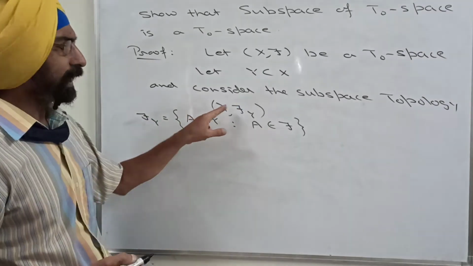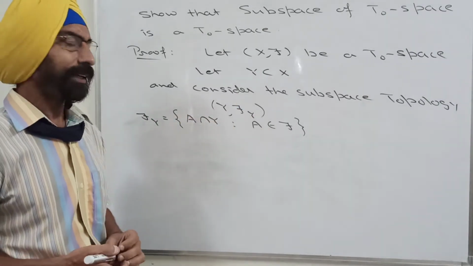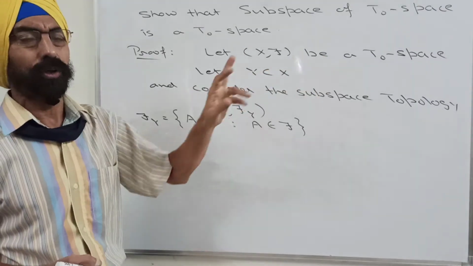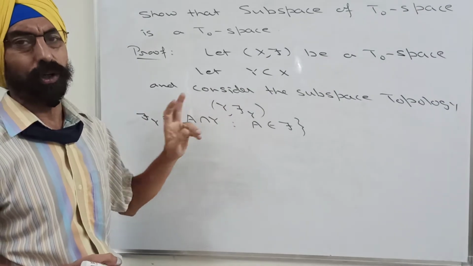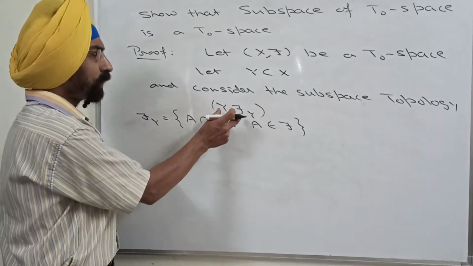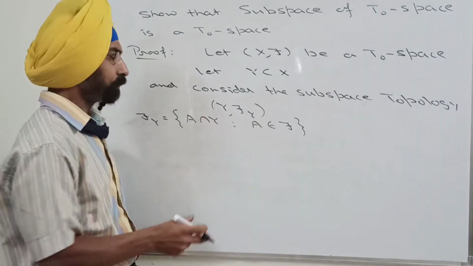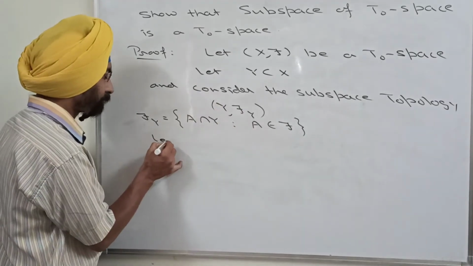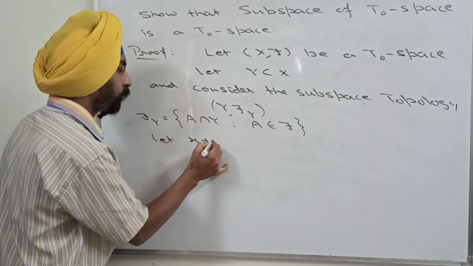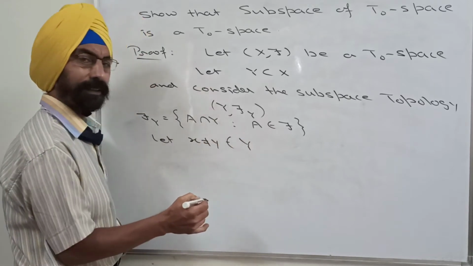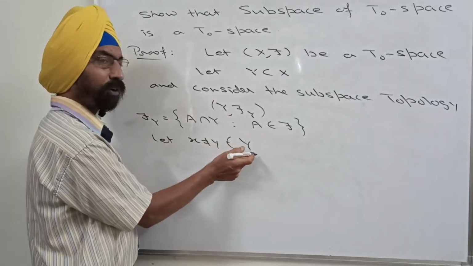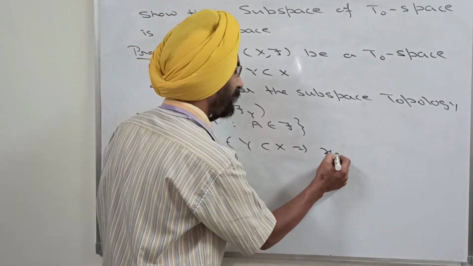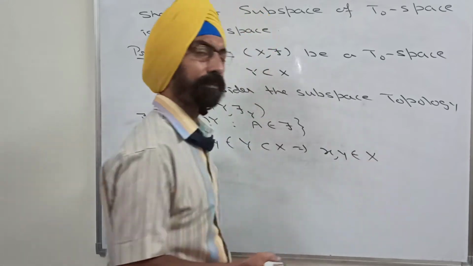Now we have to show that (Y, tau_Y) is also a T0 space. (X, tau) is given to be T0. We have to prove that this is also T0. To prove this space T0, we will take two elements x and y from Y. So let x not equal to y be two members of Y. Since x, y are members of Y and Y is a subset of X, this means x and y are also members of X.